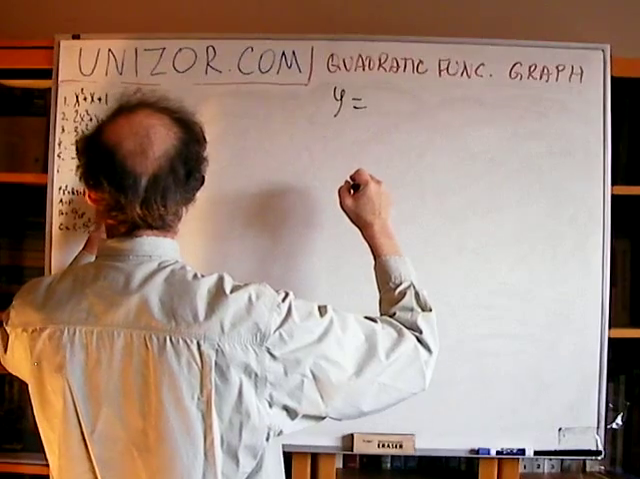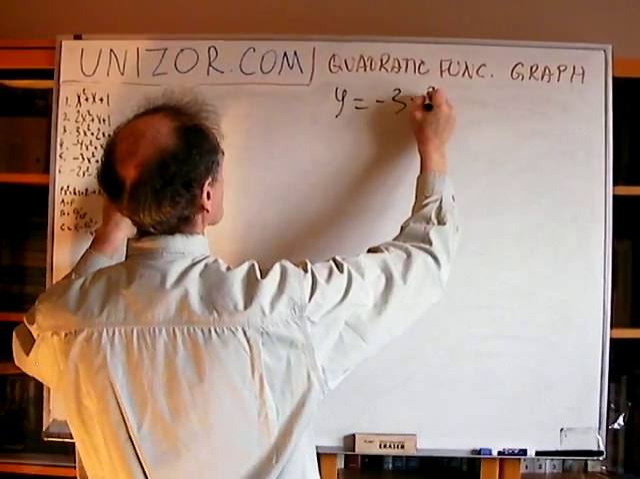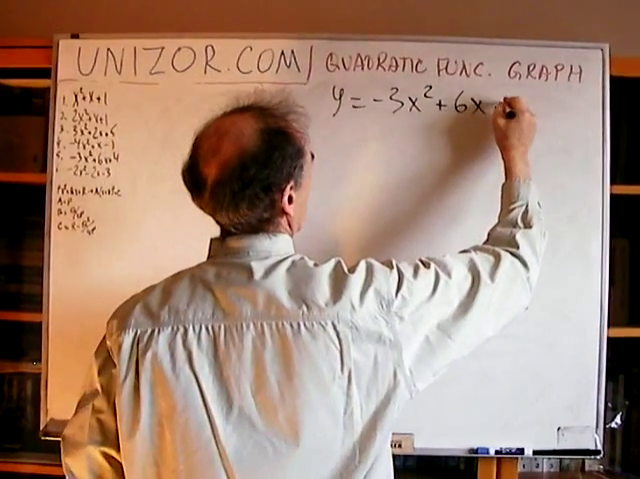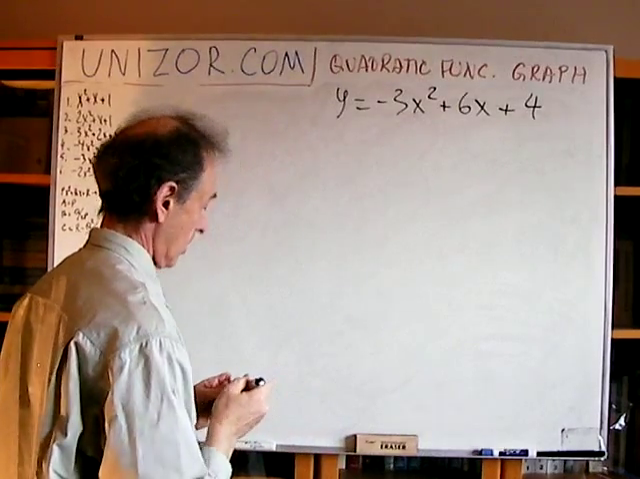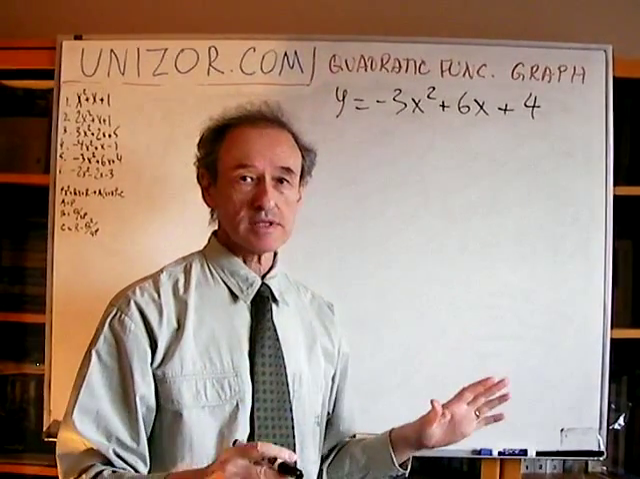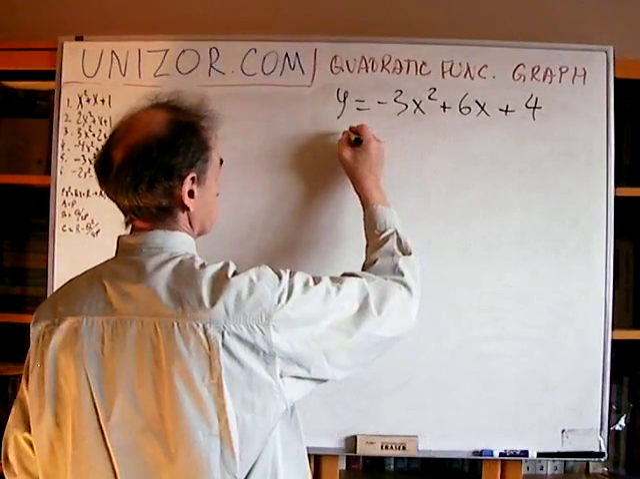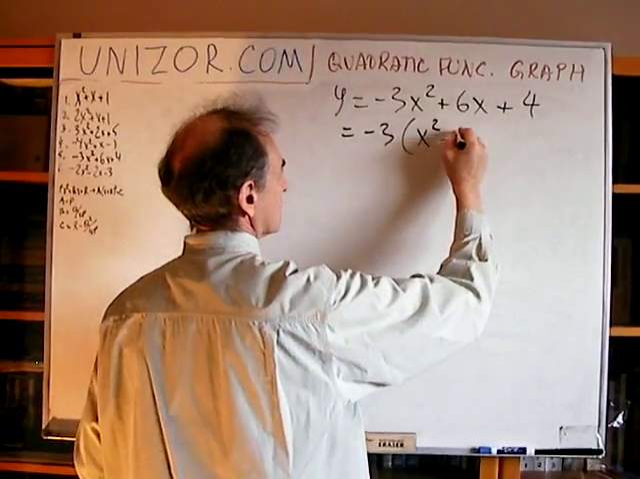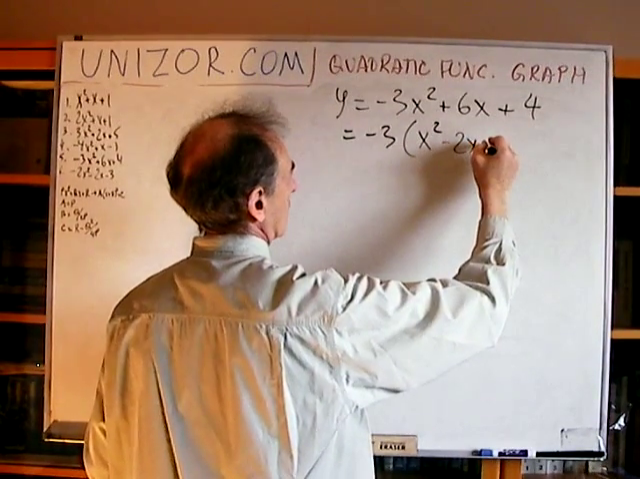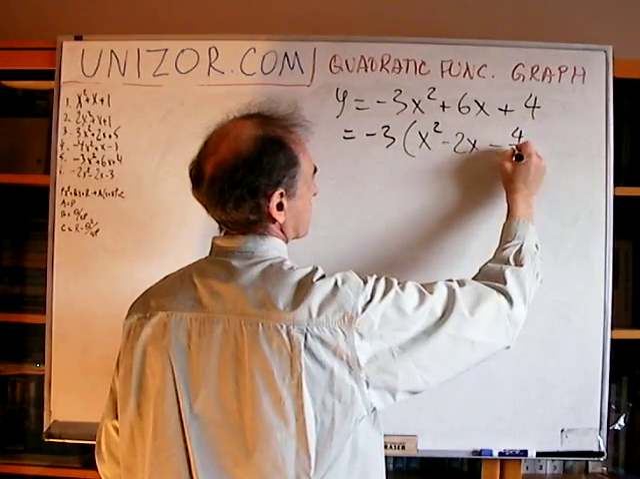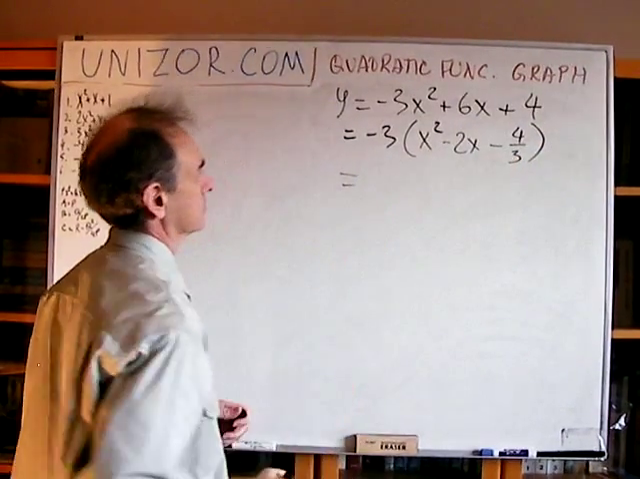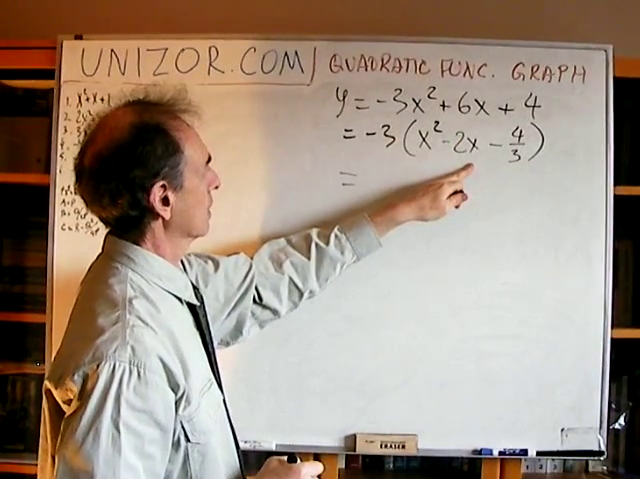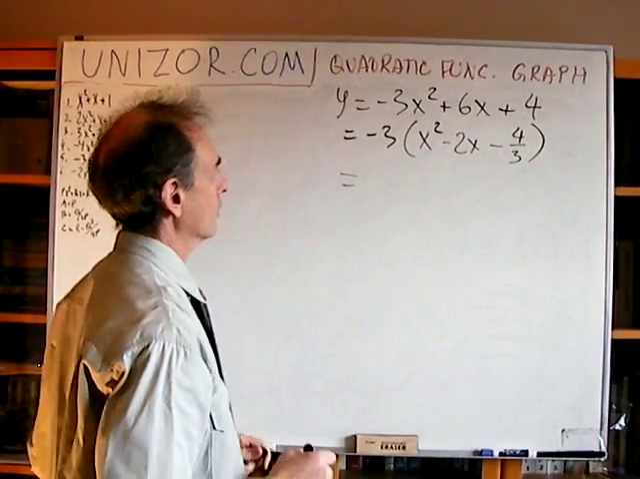y equals minus 3x squared plus 6x plus 4. Okay, same thing. The first step is factor out minus 3. Now we have x squared minus 2x minus 4/3 equals minus 3 times x squared minus 2x, and plus 4/3. Okay, seems to be fine.